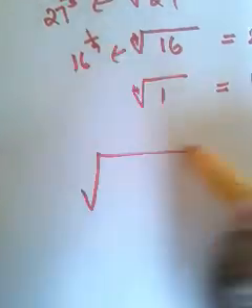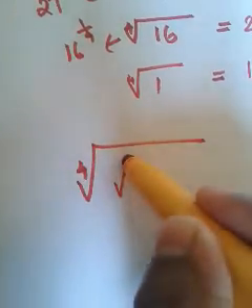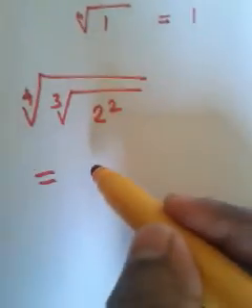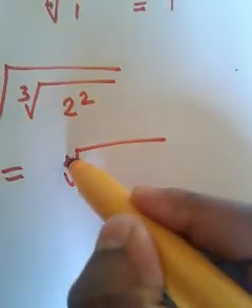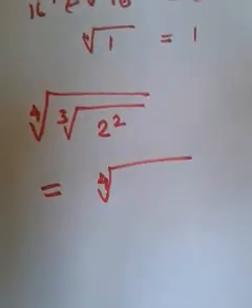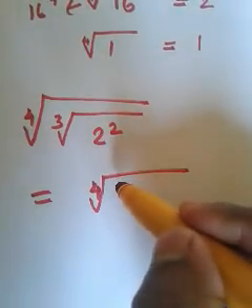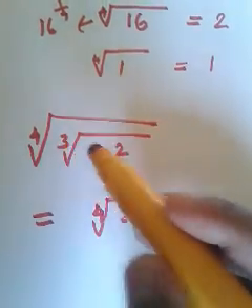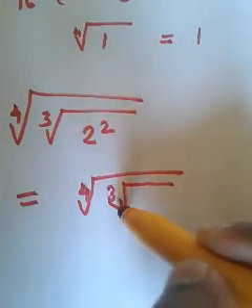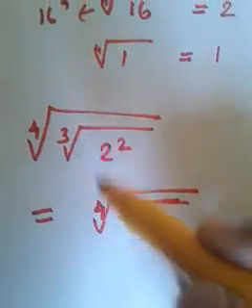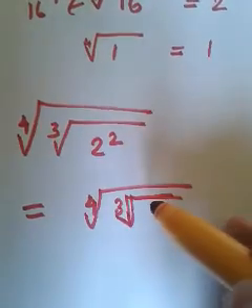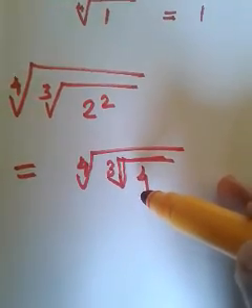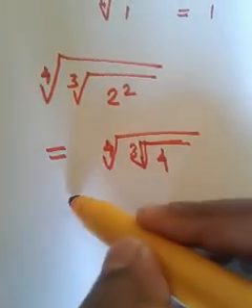Just see, fourth root of cube root of 2 square. This is your question now. We can write it as the fourth root of the cube root of this 2 square. This is not 3 into, this is the cube root. Fourth root as it is, cube root as it is. This 2 square stands for 4. Is it clear? Yes, because 2 square is nothing but 4, no?